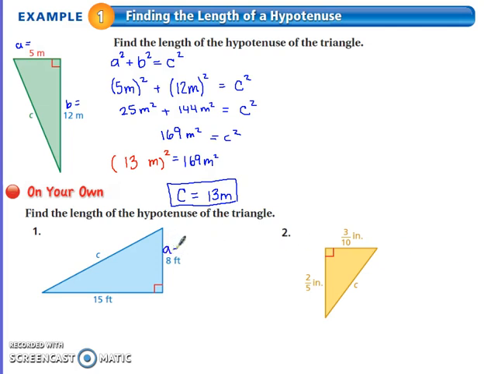In example 1, I will let the 8 be A and I will let the 15 be B. So I have 8 feet squared plus 15 feet squared is equal to my hypotenuse squared, or 64 square feet plus 225 square feet is equal to C squared. When I add these together, I get 289 square feet is equal to the square of the hypotenuse. Now I'm going to get out a calculator to help me compute the square root of that 289. I do know that my units are going to be feet.